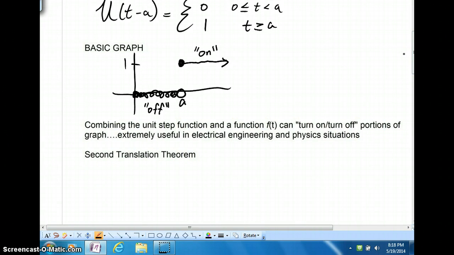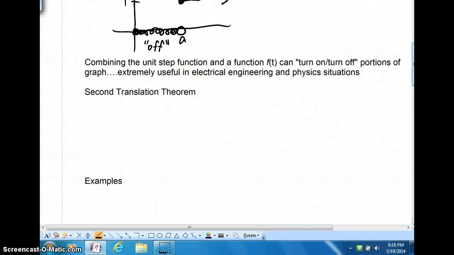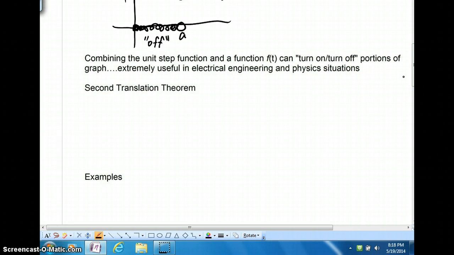Combining the unit step function and a function f of t can turn off or turn on portions of a graph. This is, of course, extremely useful in engineering, especially electrical engineering, and physics situations. Now, for the sake of time on this video, I'm not going to prove the second translation theorem. I am going to send a PDF to students where I'm actually going to show it in class. You could also see it in our textbook.